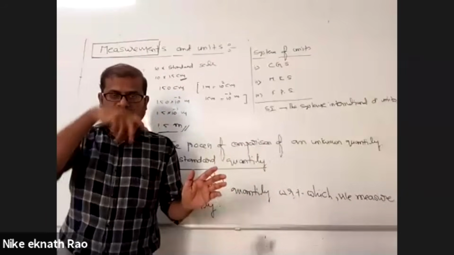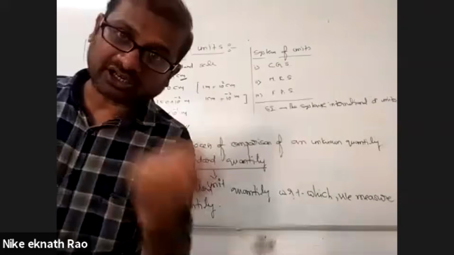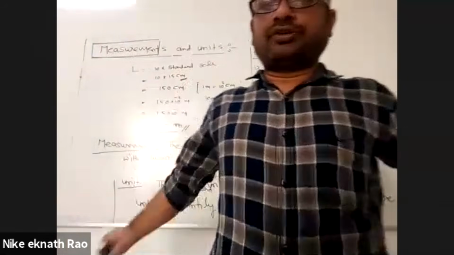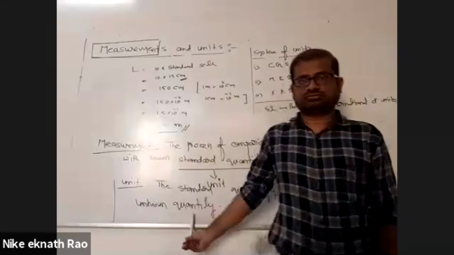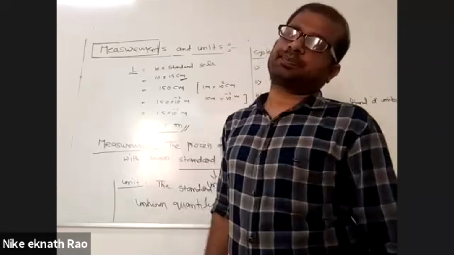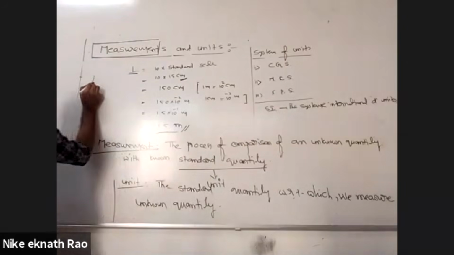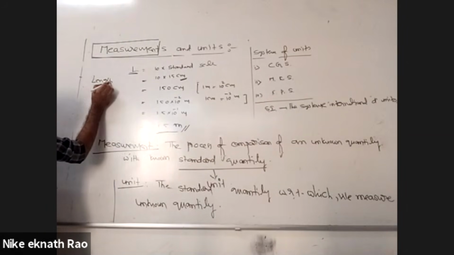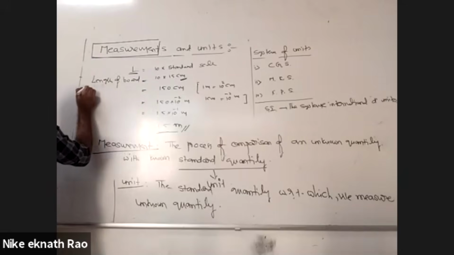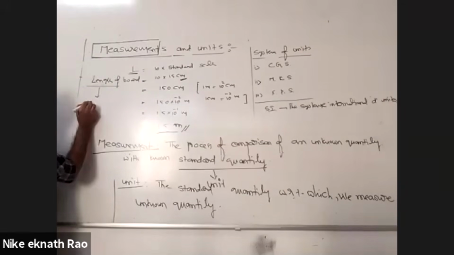Unknown quantity, sir. What is that unknown quantity you are measuring here? From here to here, you have measured. What is this? Length of the board you have measured. Length of portion or length of board. So this length is a physical quantity, because we are able to measure it.